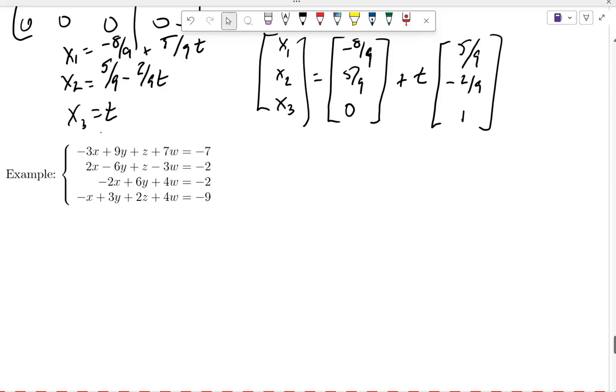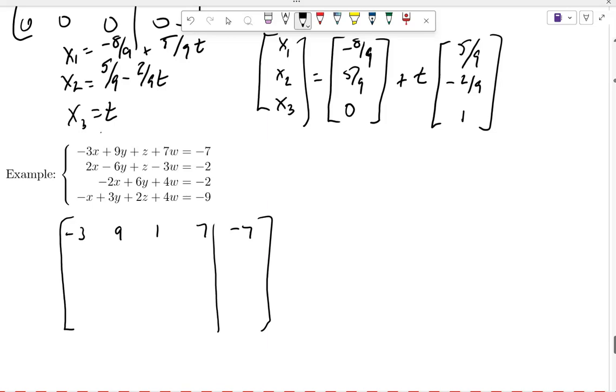All right. So again, first thing, we're going to make our augmented matrix. What size is your augmented matrix going to be? 4 by 5, right? So the first row, everything's lined up nicely. So I've got my -3, 9, 1, 7, -7. So as I go across, I've got X, Y, Z, W.